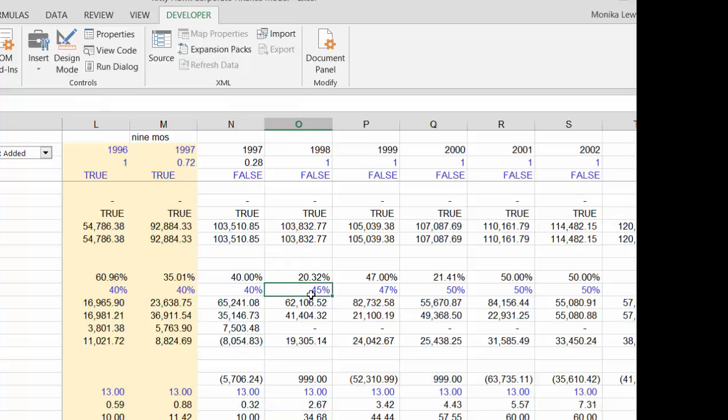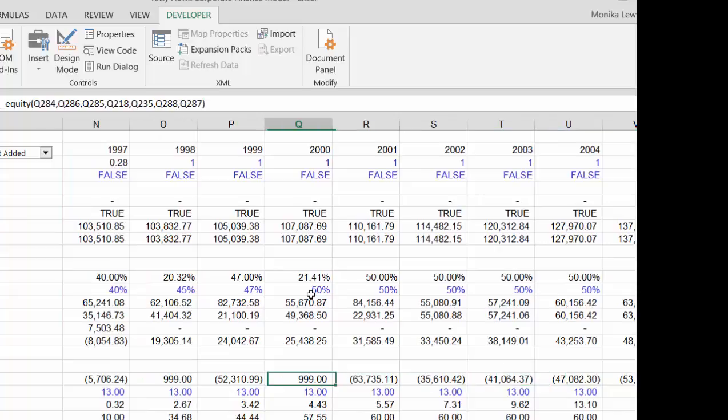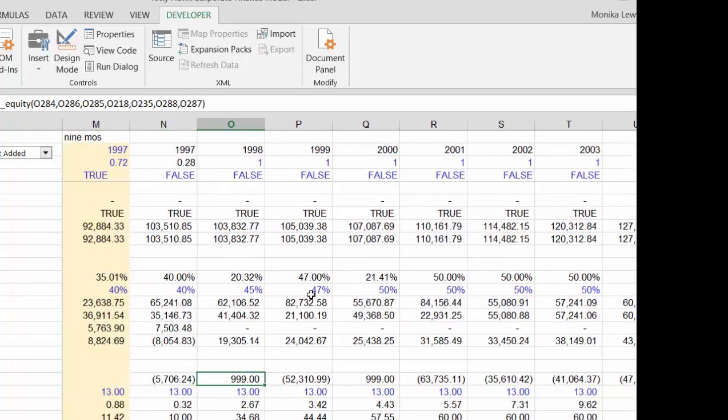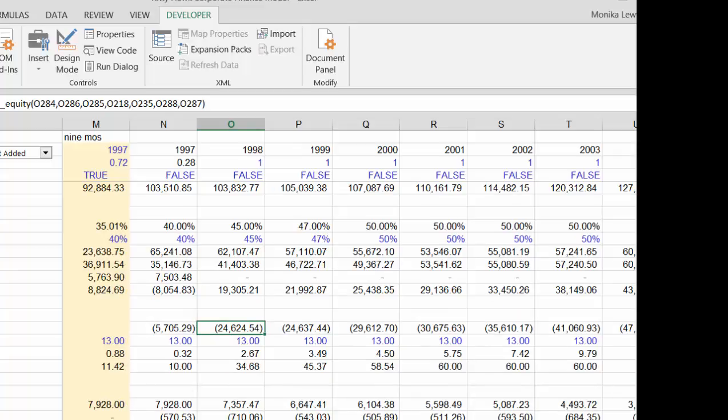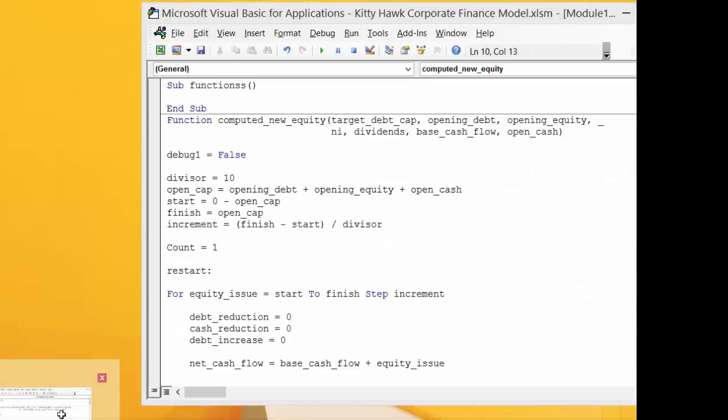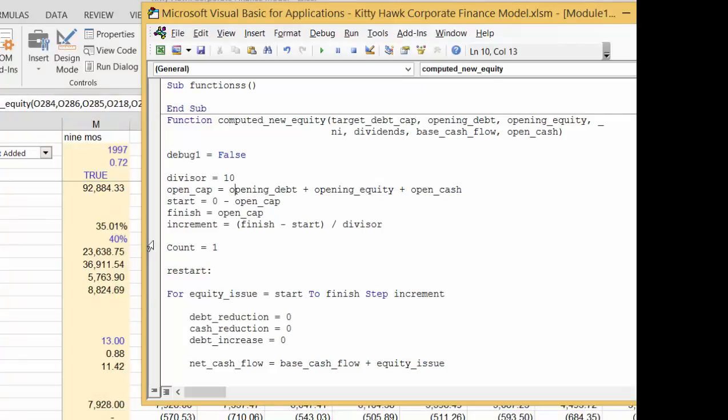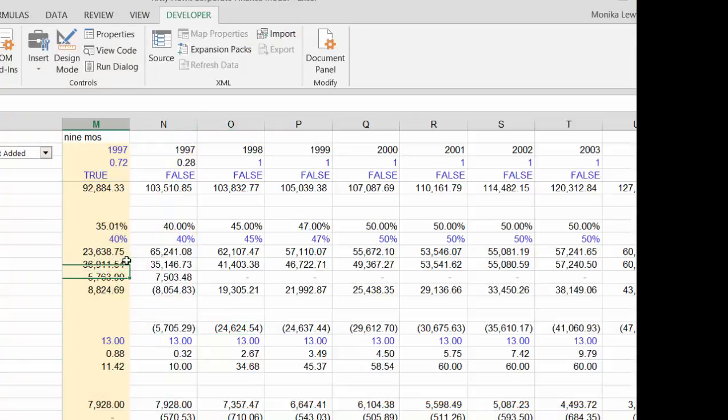See, here we had a problem. We couldn't converge. Hold on, let me just pause this and fix this. Let me pause it and see what's going on. Okay, this was an easy fix. All I had to do was add the opening cash here. And what happened is we didn't start with a big enough negative number.